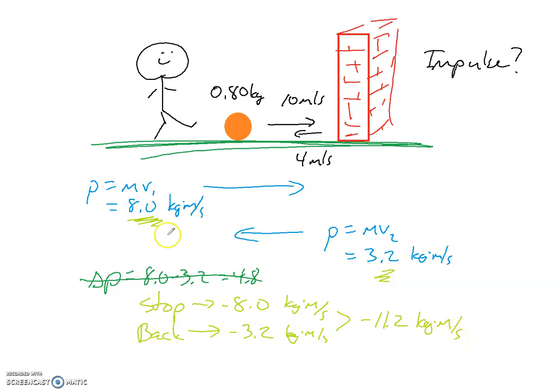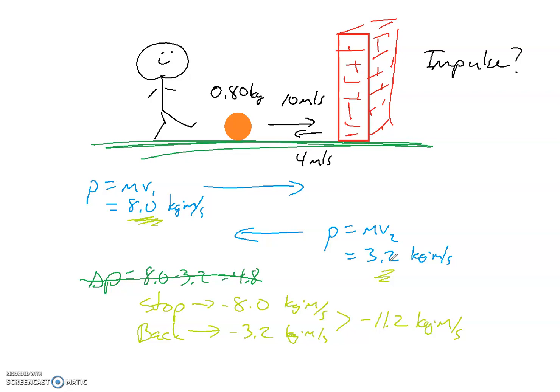Which is a lot more than what it even started with. But remember, this is the change in momentum, not the actual momentum. So the ball came in with 8 for momentum. The wall stopped it, so it took away 8, and then threw it back with another 3.2 for a total of 11.2, which allows it to have its 3.2 on the way back. Okay, so a little bit more challenging with the change in direction.